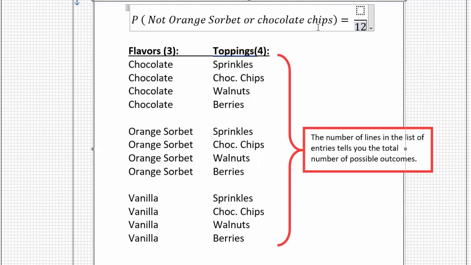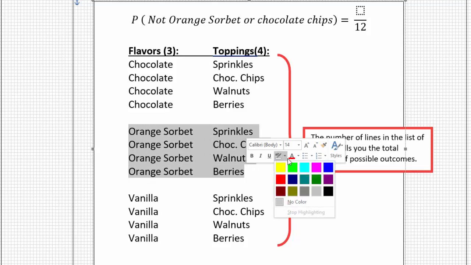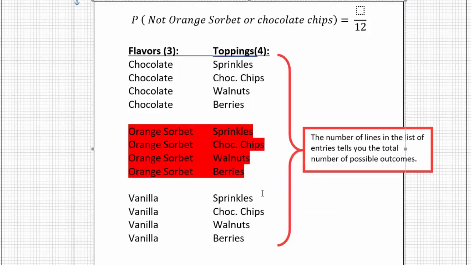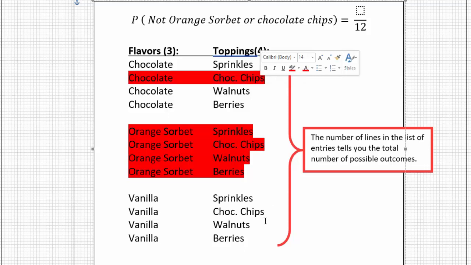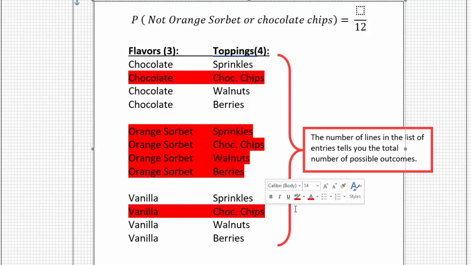And now we want to know the probability of not getting orange sorbet or chocolate chips. So let's take a look. We know we can't have any of these, so I'm going to highlight these, but let's make them red because we don't want those calculated. And we don't want anything with chocolate chips. We can't have this one. What else needs to be highlighted? Yeah, vanilla with chocolate chips. Those are the ones that we're excluding.